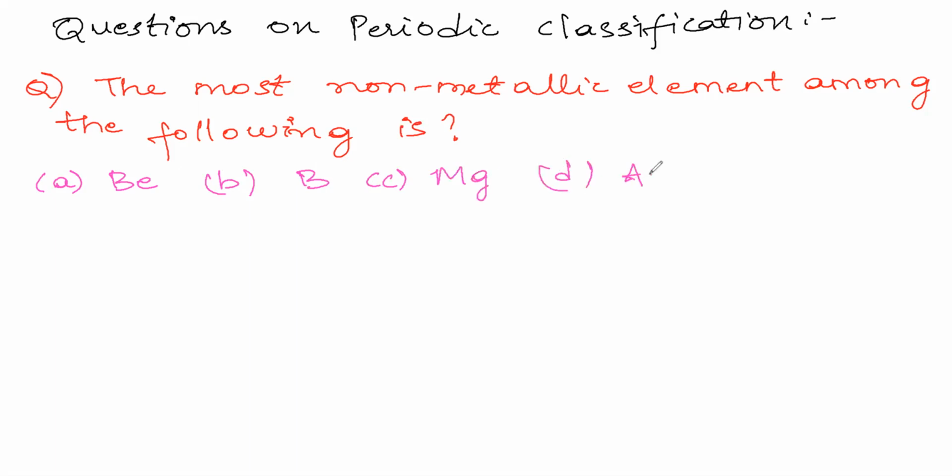So first is beryllium, next is boron, next is magnesium, next is aluminium. As we go down the group, the metallic character increases. Beryllium and magnesium belong to the same group, and boron and aluminium belong to the same group. Within beryllium and magnesium, beryllium is least metallic, so it is more non-metallic. As we move from left to right, the metallic character decreases and non-metallic character increases. So the answer is boron, option B, because it is the most non-metallic element among the following.